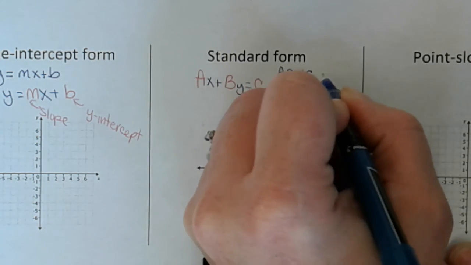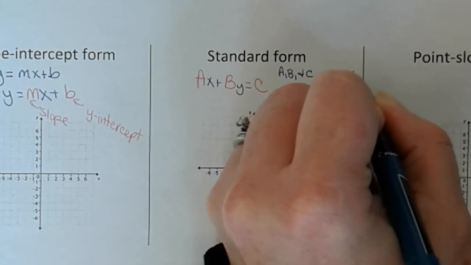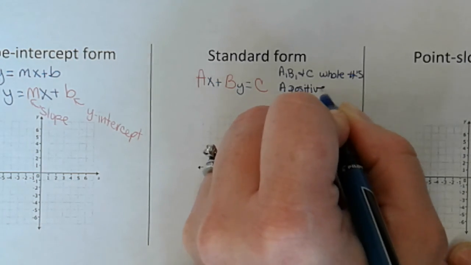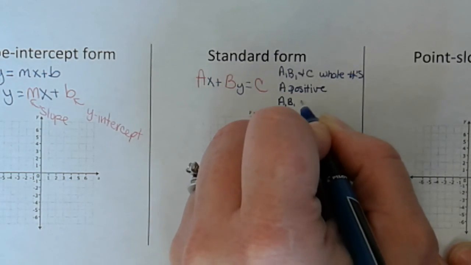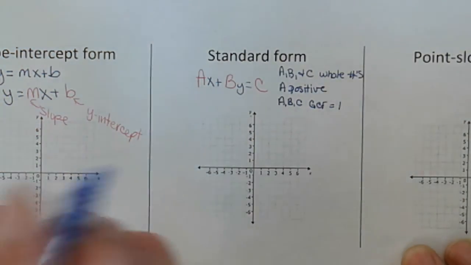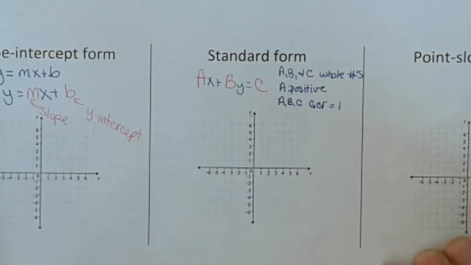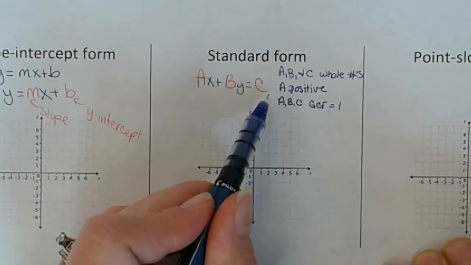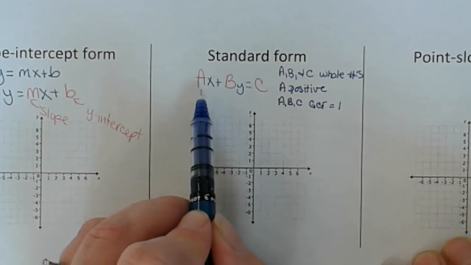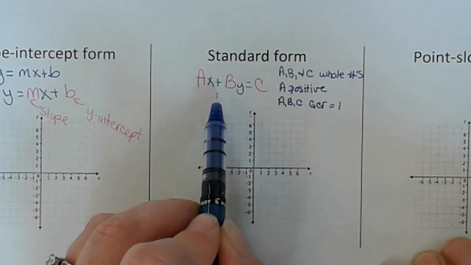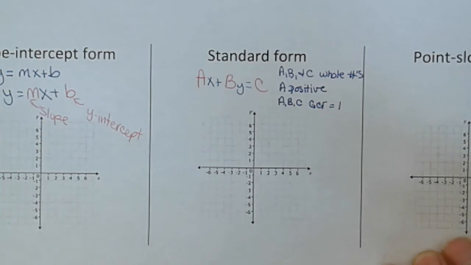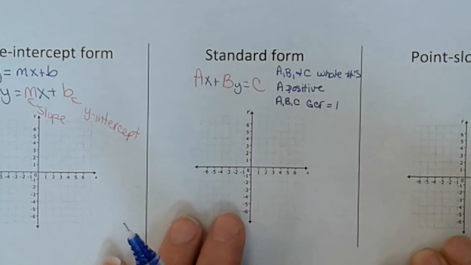Now remember, our rules for ax plus by equals c, or standard form, is that a, b, and c have to be whole numbers, and a has to be positive, and a, b, and c have to have a GCF, a greatest common factor, of 1. And what that means is that I can't divide a, b, and c by the same number. You know, so if this was 5, 5, and 10, well, I could divide all of those numbers by 5. So that wouldn't be in standard form if I could divide all of these three numbers by the same number. Okay? So these are our rules for standard form. That's standard form. Most of the time in our class, in geometry, you're going to be given standard form and just have to change it out of standard form.